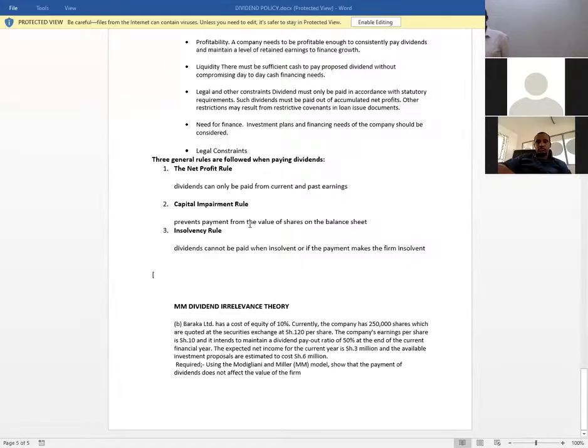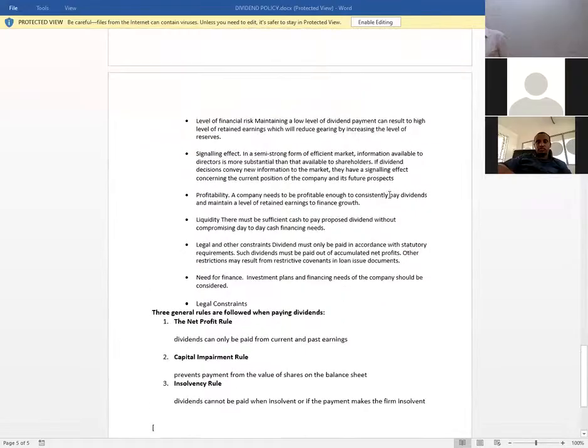And then we have the insolvency rule. If you're insolvent, ladies and gentlemen, you should never pay dividends. So dividends cannot be paid when insolvent, or if the payment makes the firm become insolvent. So ladies and gentlemen, I would want you guys to do me a favor.